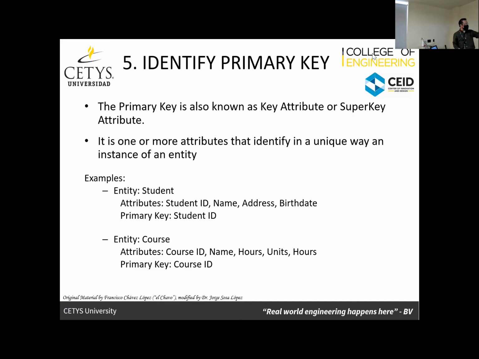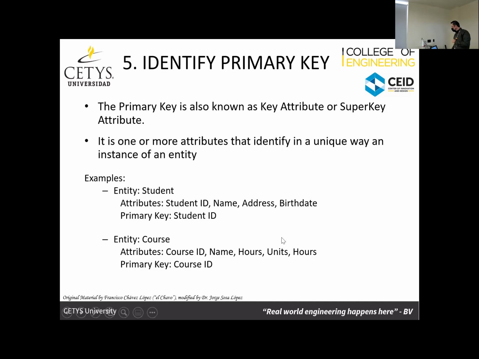So for example, for student, the primary key is student ID, or could be the student ID. For a course, the primary key could be the course ID. Notice the term ID. It's very easy to create a primary key for an entity. If I don't have it, I'm just going to add an ID or a number or an identifier to it. And even some database systems automatically add that if we don't have it.